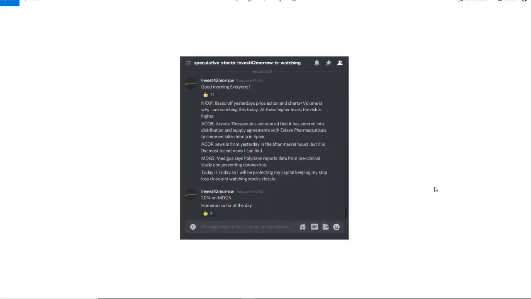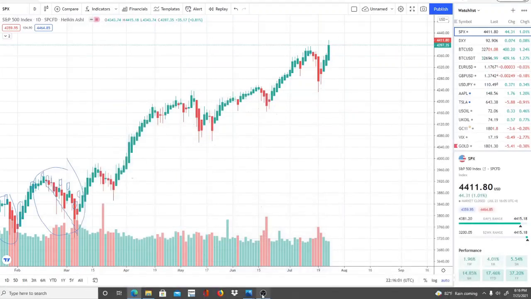Today, I managed to find 3 home run opportunities of 20% plus. On the day, we went 3 for 3 with these stocks. So these were the stocks we were watching: NRXP, ACOR, and MDGS. Okay, MDGS was our top performer early on in the day, and our best performer in the whole entire day was NRXP. So we're going to look at this in just a moment and how these charts reacted.